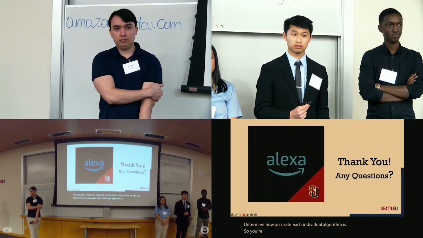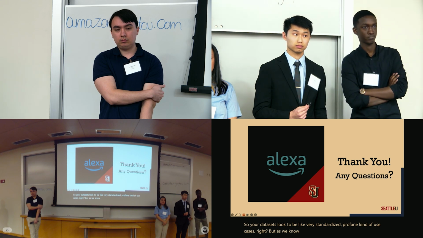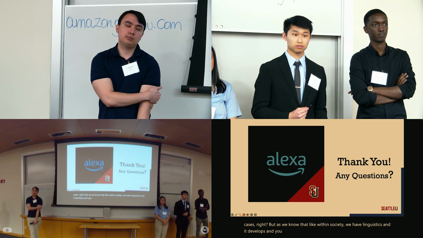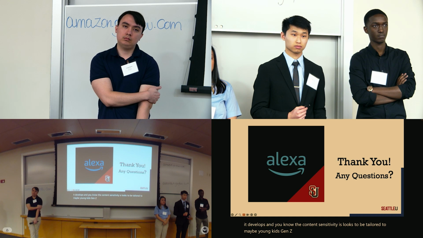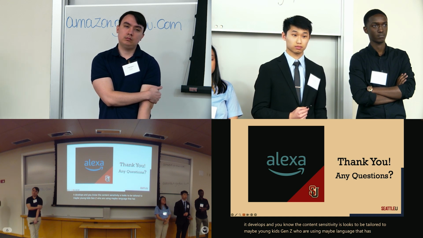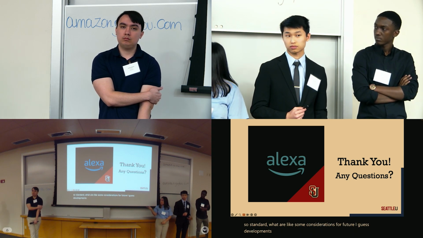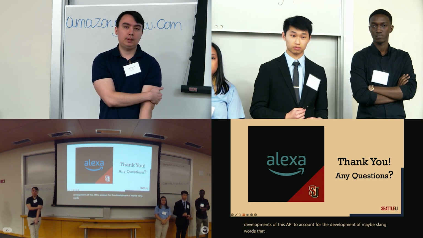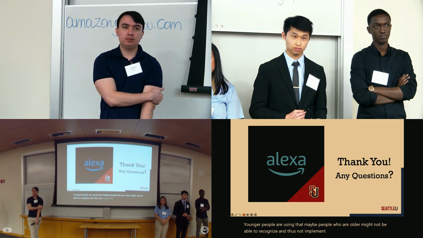So your data sets look to be very standardized profane use cases, right? But as we know, within society, linguistics develops, and the content sensitivity looks to be tailored to maybe young kids, Gen Z, who are using language that hasn't been so standard. What are some considerations for future developments of this API to account for slang words that younger people are using that older people might not recognize and thus not implement going forward?